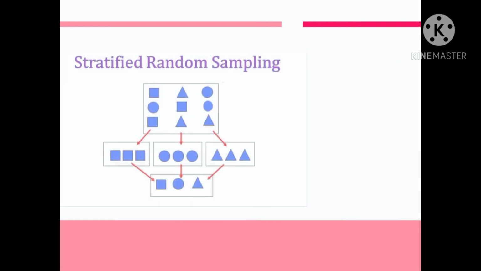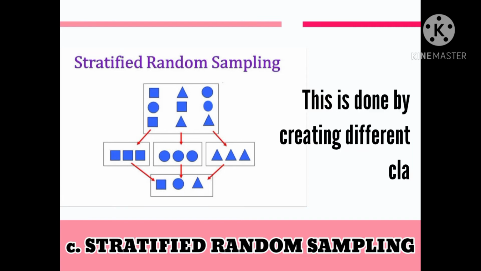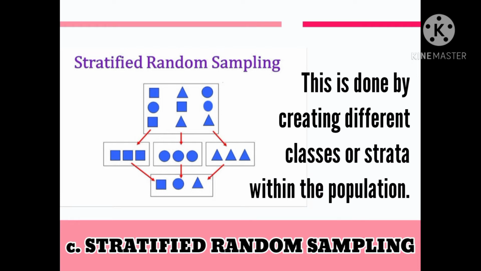Then we have stratified random sampling. This is done by creating different classes or strata within the population. The grouping may be done based on grade level, income groupings, and gender, among others. It allows you to draw more precise conclusions by ensuring that every subgroup is properly represented in the sample.